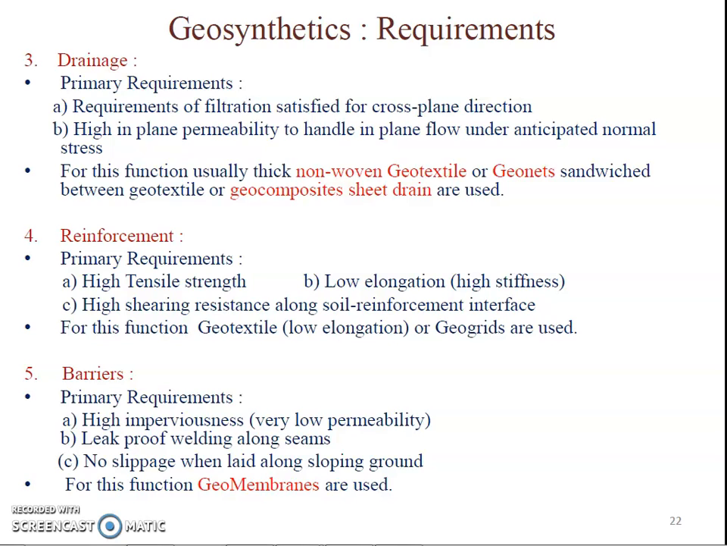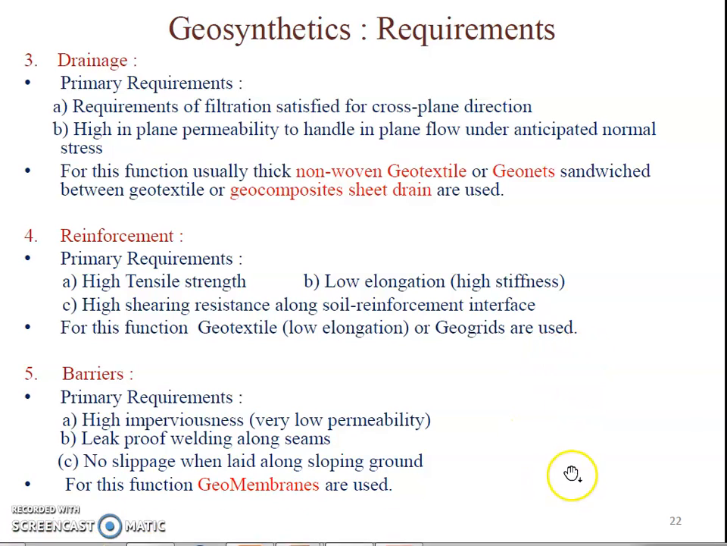Then the third requirement is high shearing resistance along the soil-reinforcement interface. That material should have resistance to shearing forces, which is very important whenever we use this material as a reinforcement. So if we have to use geosynthetics as a reinforcement, low elongation geotextiles or geogrids are used.